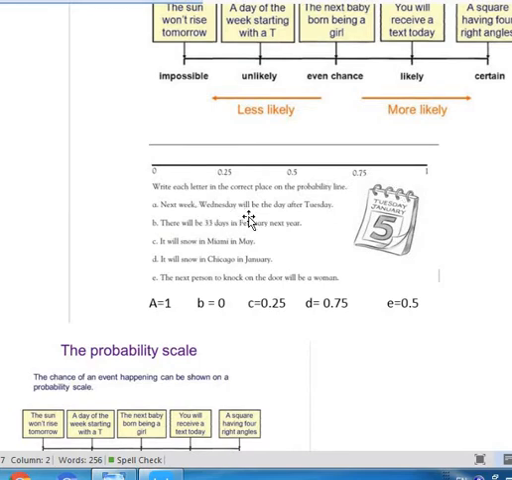Next week Wednesday will be the day after Tuesday, it's certain. A equals 1. There will be 33 days in February next year, it's impossible, so 0. It will snow in Miami in May, this is less likely, 0.25. The next person to knock on the door will be a woman. Okay, it's even, maybe a woman, maybe a man.